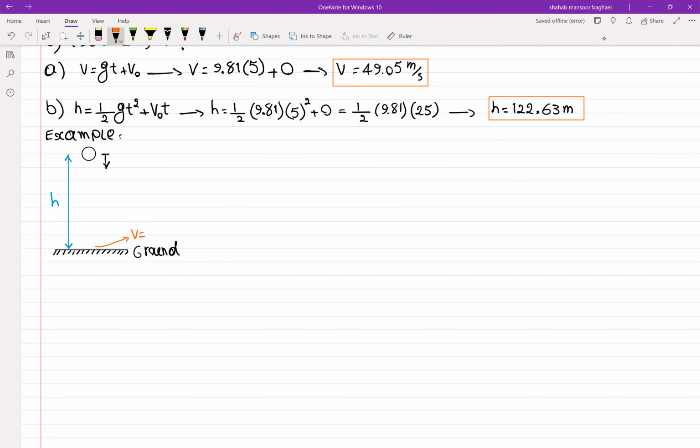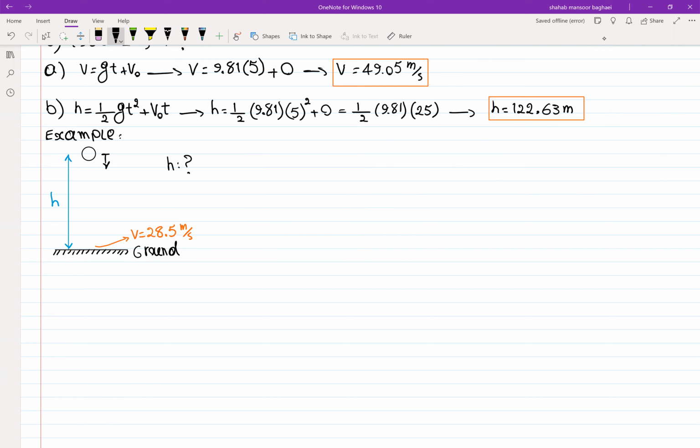V is 28.5 meter per second. I mean, before contact with the ground, it has this velocity, 28.5 meter per second. And we know that it is dropped from the initial position. What is the height? Find h. Okay, what do you think regarding this problem? How can I answer this question?